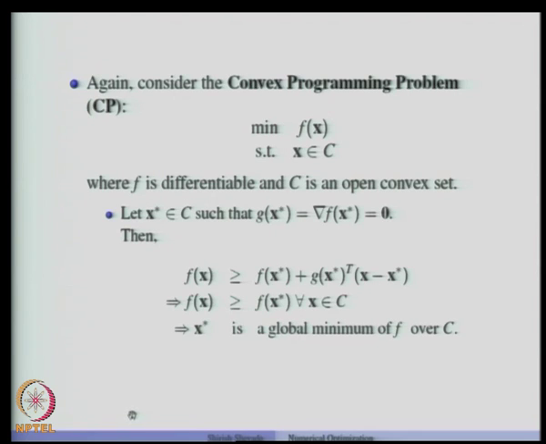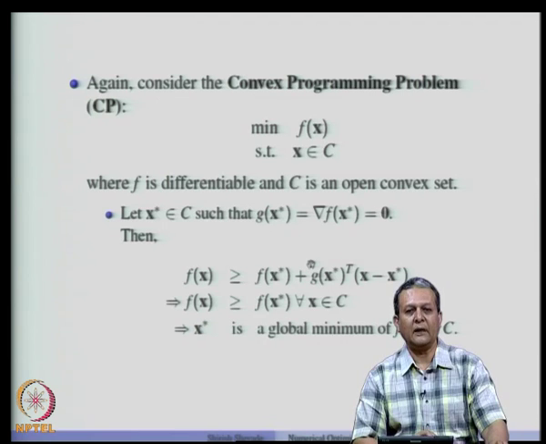So, for convex functions, this condition g of x star equal to 0 is sufficient to ensure that x star is a global minimum of f over C. Remember that we are taking C as an open convex set. So, this is a very important result, and the reason why the second order information is not really important to identify the global minimum of the convex function, that we will study now.